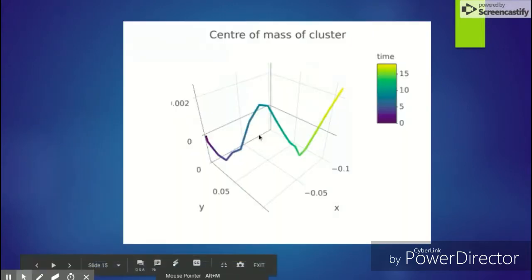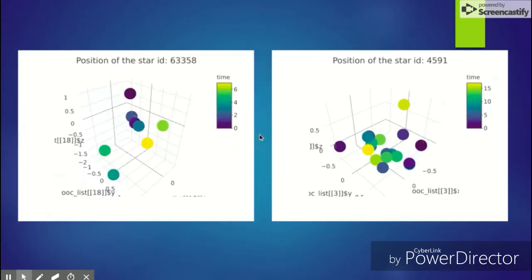Hello, I am Nilesh. Here is a graph of the center of mass of the cluster with respect to time. As you can see, it starts with zero and it varies with respect to time, which means that the stars are not stable.